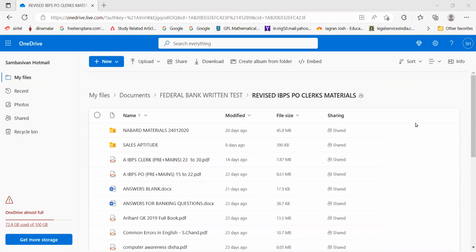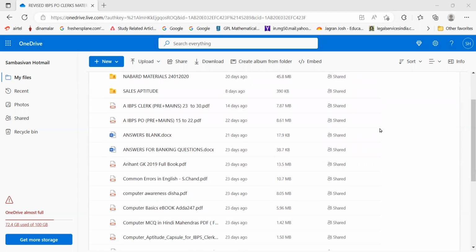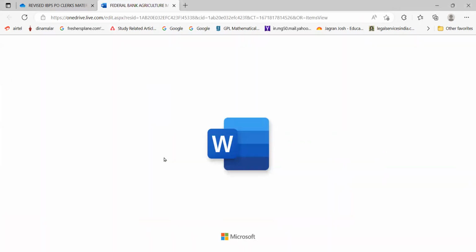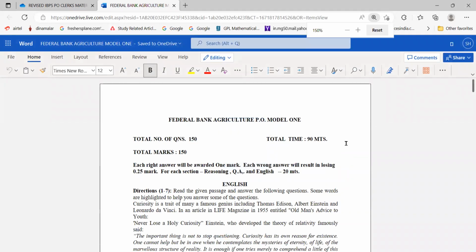Yes, sir. Good. Since you are an MBA student, you don't have to bother about this NABARD material. That is not required for you. What is required is based on the model papers I have already put: model papers 1, 2, 3, 4. So this is model paper 3, this is model paper 1.